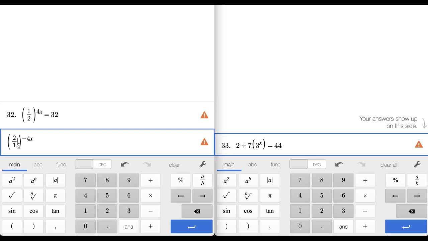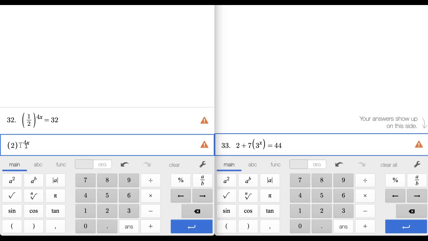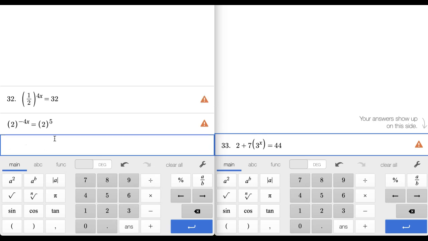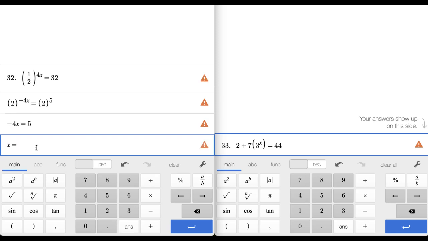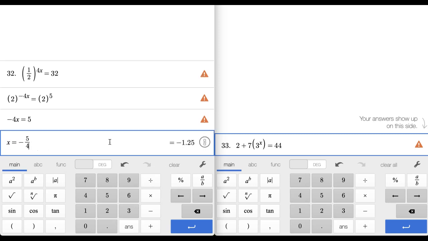Okay, and the reason I do that is because now we have this base of 2, which we can now match with this right side. This is going to be 2 to the power of 5. We even put that in parentheses. So basically when that happens, we're able to convert it to the same base. Now we just set the exponents equal to each other. Negative 4x equals 5, x equals negative 5/4, right? Which is the same thing as negative 1.25.